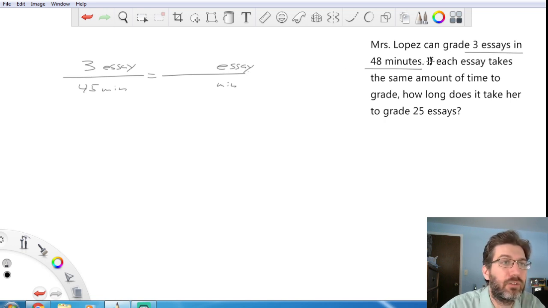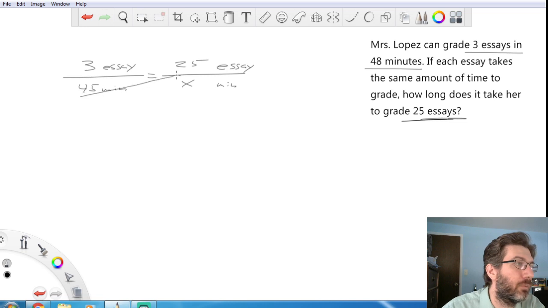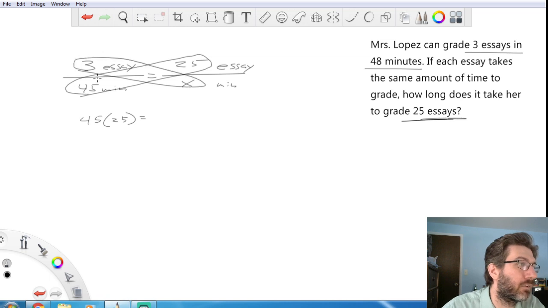With that, just continue reading. If it takes her the same amount of time to grade, how long does it take her to grade 25 essays? That's an essay, so 25 goes up top. And therefore your unknown is down here. I'm just going to call it x. So once you get it set up, you cross multiply, do 45 times 25. And that's going to be equal to 3 times x.